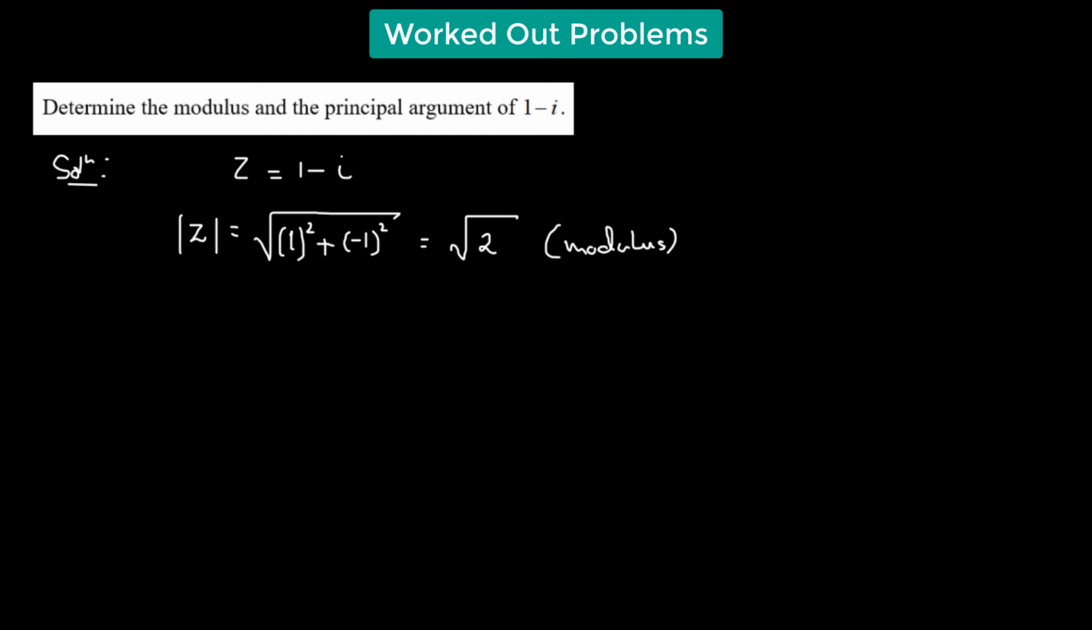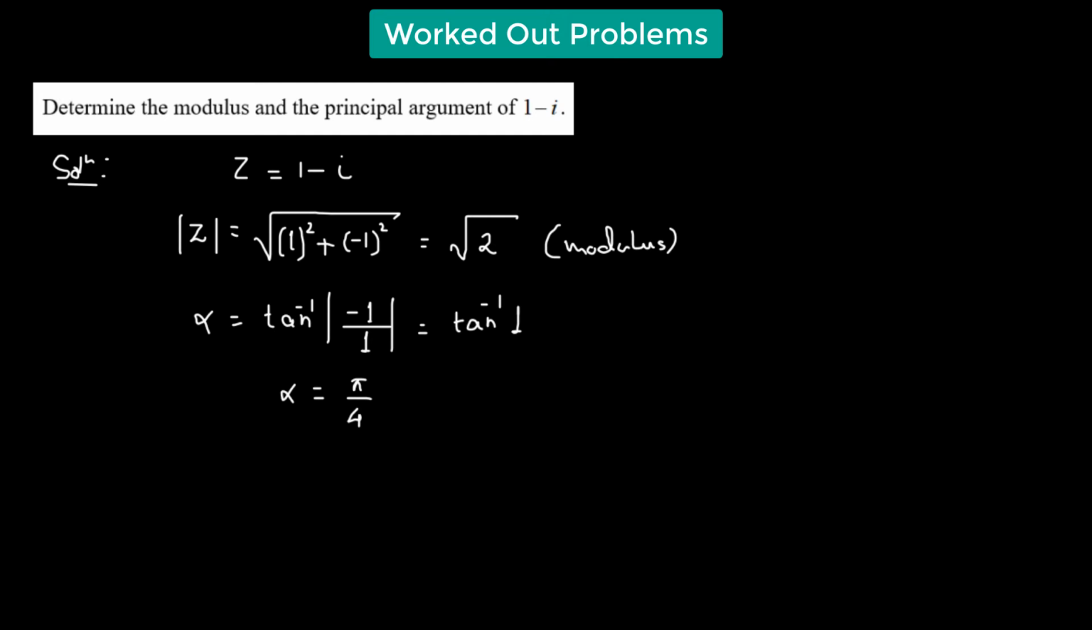Now we'll find out the value of the acute angle alpha. So that will be equal to tangent inverse of the absolute value of the imaginary part, which is -1, divided by the real part, which is 1. So this gives us tangent inverse of 1. Likewise in the previous example, the alpha value is equal to π/4.